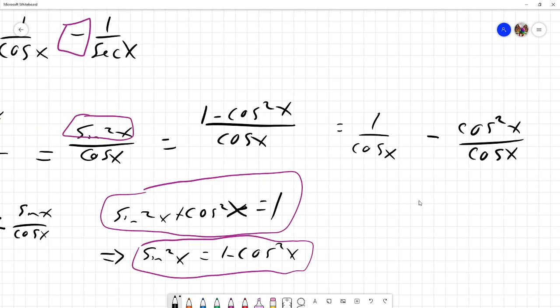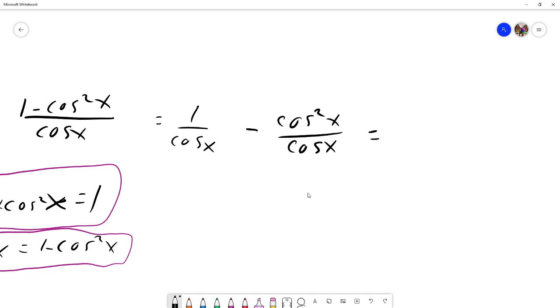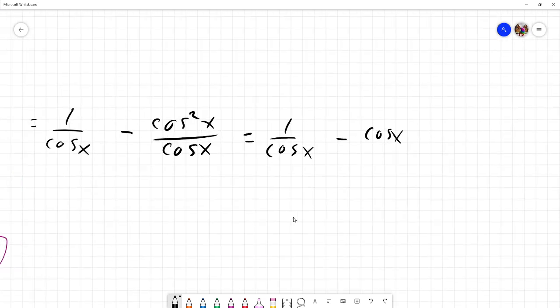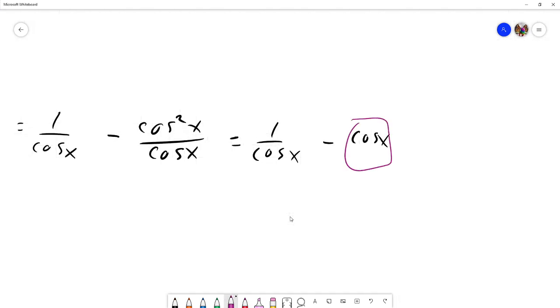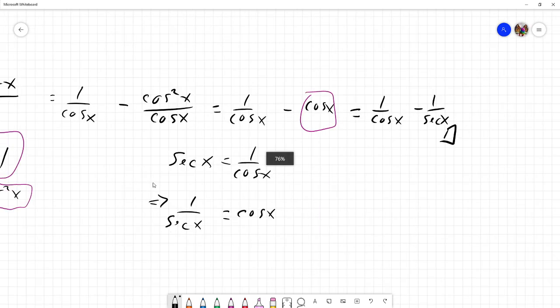So we can be happy right now. We have our 1 over cosine, so we're halfway there. We get 1 over cosine x minus cosine x. Now the problem is, how do we handle this cosine? Well, if secant x is equal to 1 over cosine x, then if we take the reciprocal of both sides, 1 over secant x is equal to cosine x. So we can replace that cosine with a 1 over secant, and we get 1 over cosine x minus 1 over secant x, and that proves our identity.